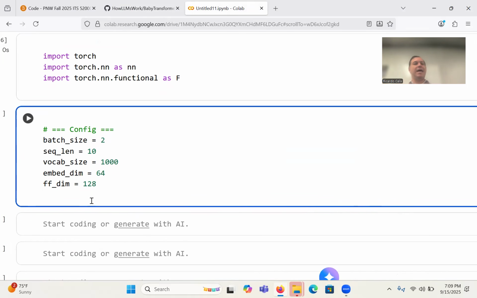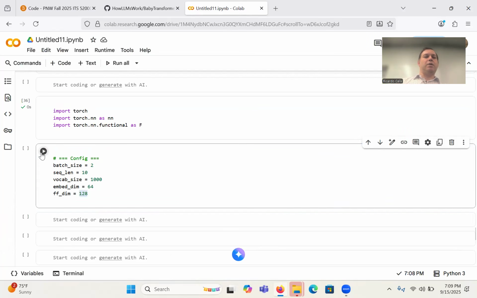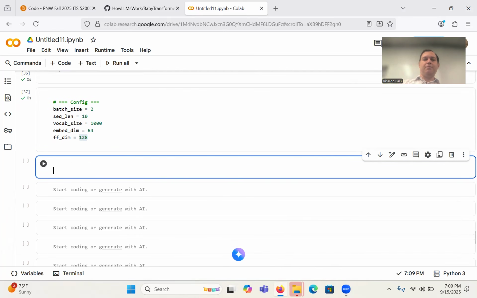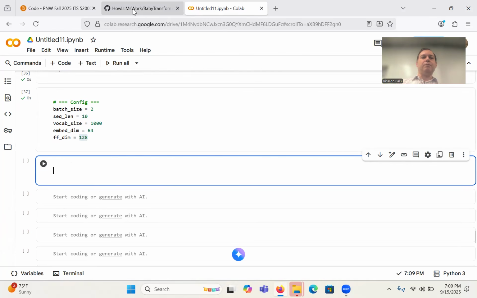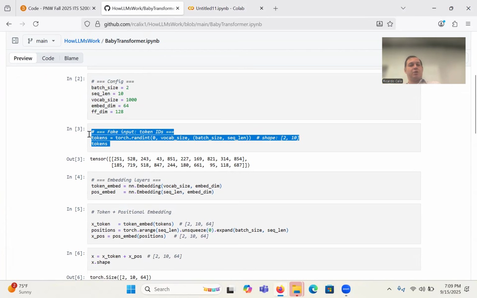So it's 64. And there's a new thing, the feed forward. If you remember, we did from 512 to 2048 and 2048 back to 512. So that's what this is. So it's 128. Okay? So that's essentially the neural network. All right, so there we are. Those are the parameters. So yeah, baby GPT. So the first thing I'm going to do is just create randomly some integers.